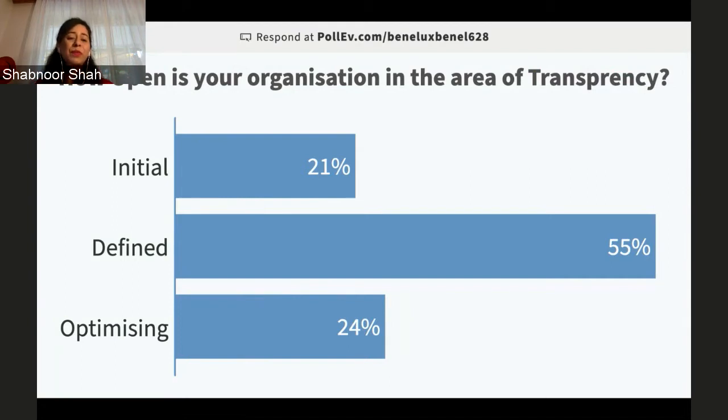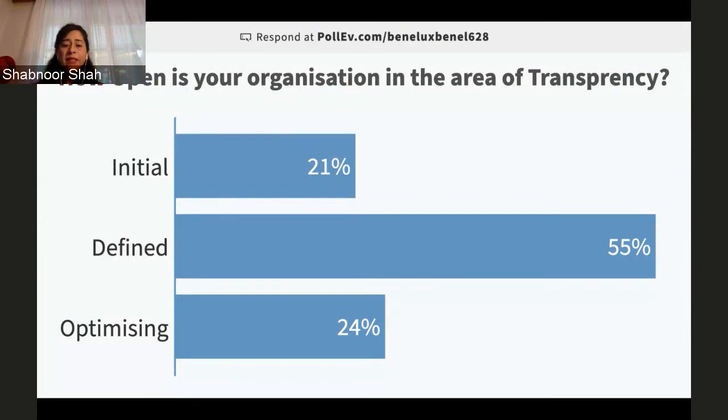In the LinkedIn group that we have established, and you'll get to know more about, I'd love to hear about your challenges related to transparency, especially if you've chosen the initial or the defined level. And those who are choosing optimizing levels, do share with us your best practices and what helps you to become more transparent.